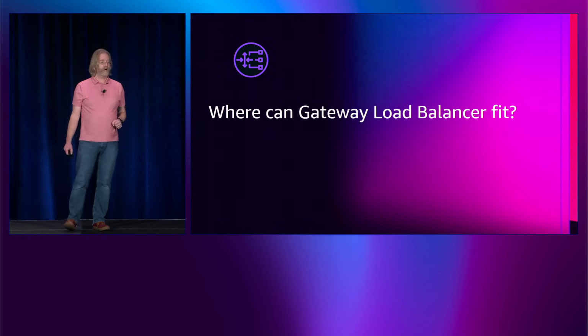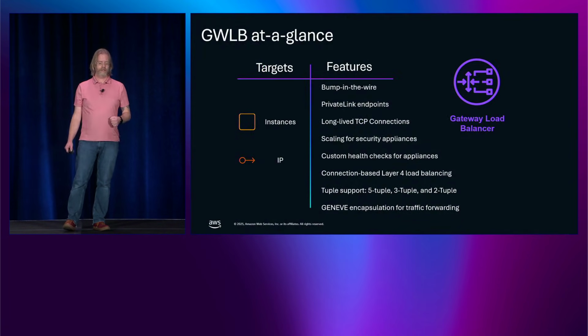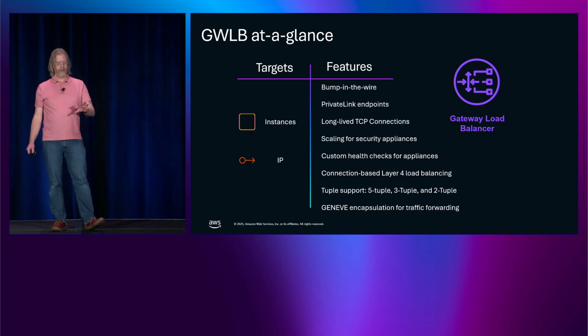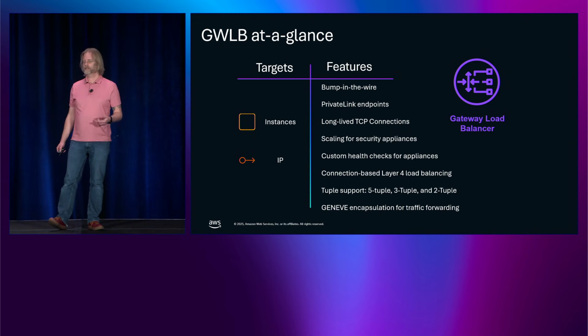So the last load balancer we're going to talk about is Gateway Load Balancer. And as Matt mentioned, again, it's more for our security systems. So if we look at it at a glance, we have instances and IP that you can go ahead and do. We use it a lot with bump in the wire. And again, these are not all the features that you can do, just some of the more important ones I want to bring up. You can do your custom health checks, 3 different tuples, 5, 3, and 2. So source port, destination port, source, destination, all of that fun stuff.